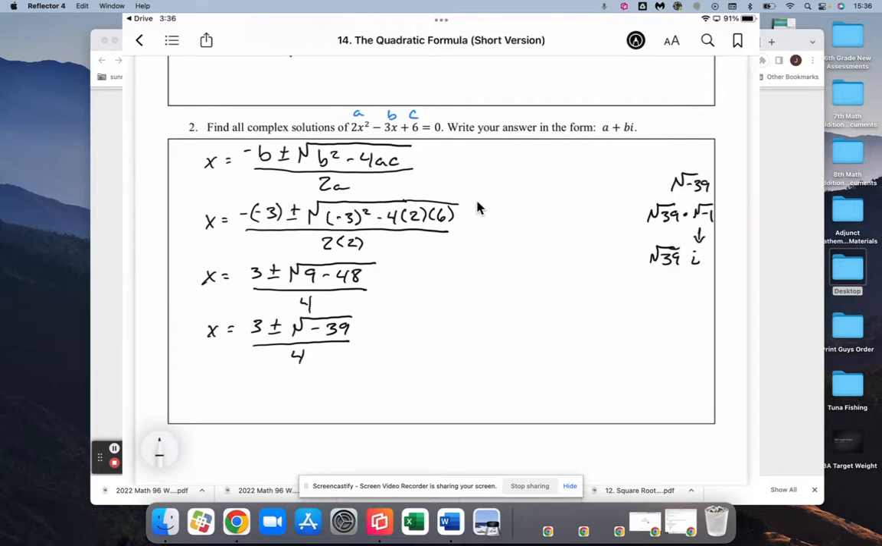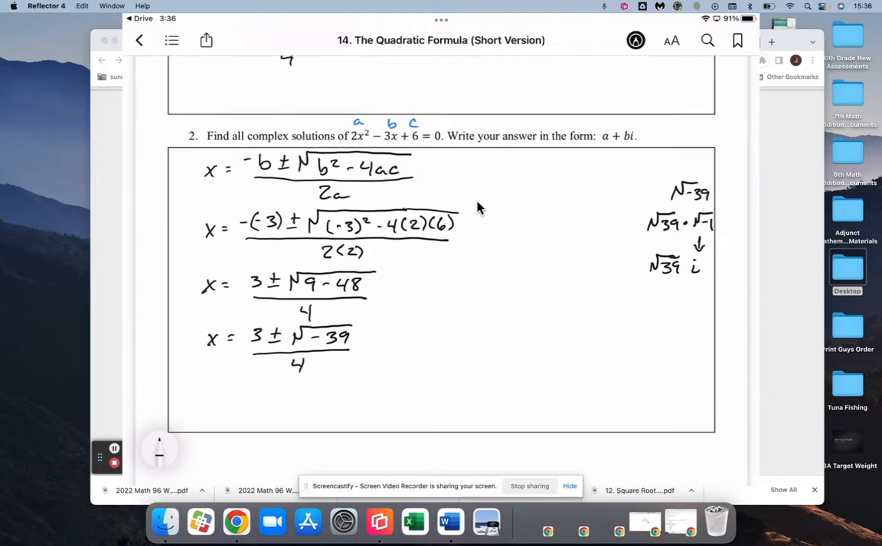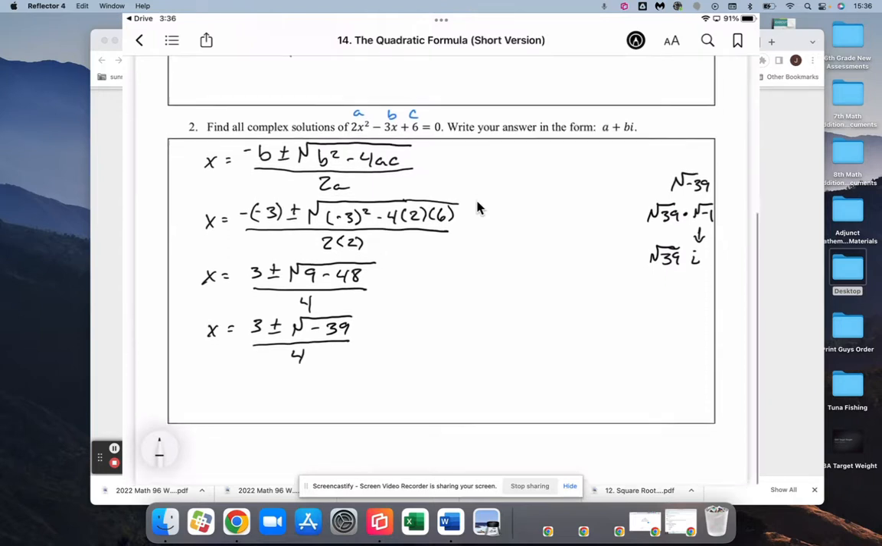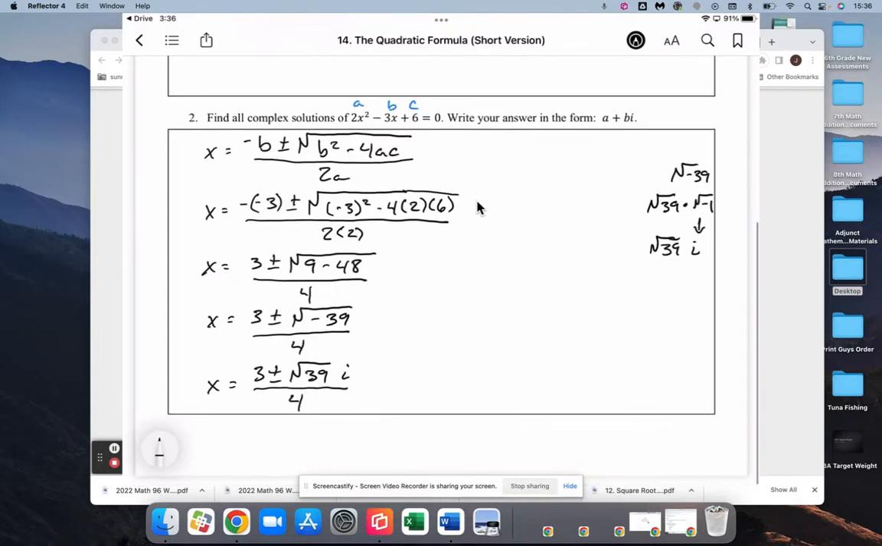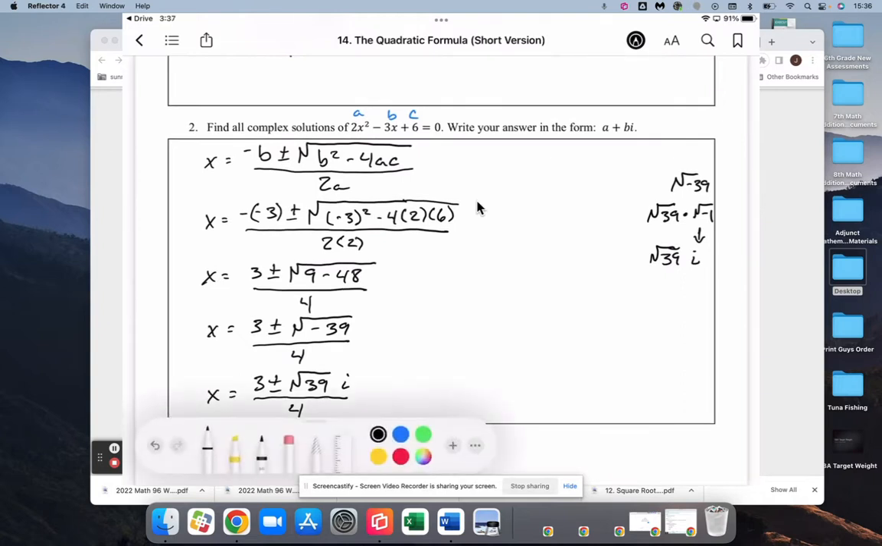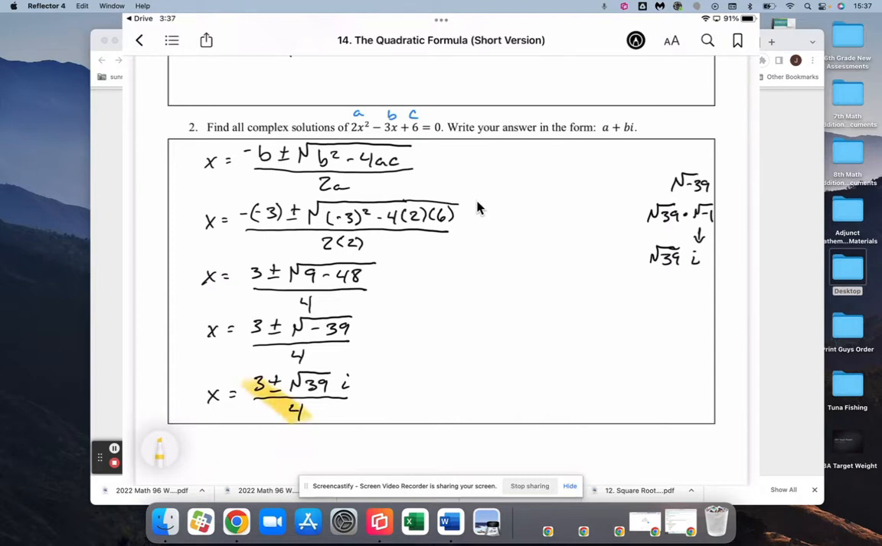And so, again, they want the form a plus bi. And so we'll talk about what that form means in just a moment. So x equals 3 plus or minus the square root of 39 i over 4. Now that is not the form that they're going to want. When they say a plus bi, they want us to write this as one fraction, and they want us to write this as another fraction.